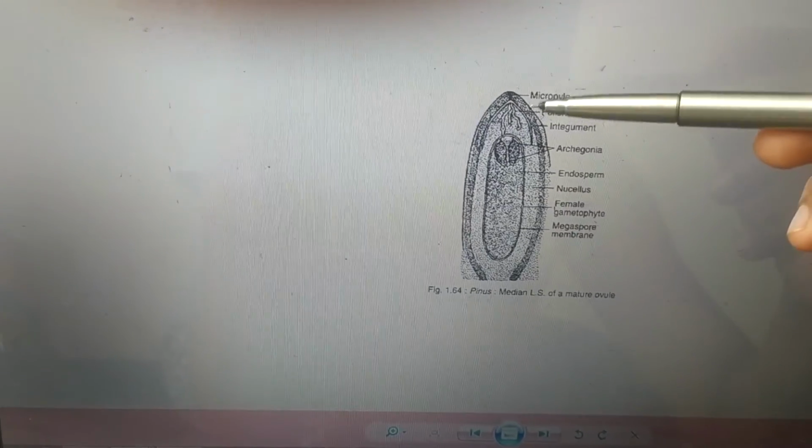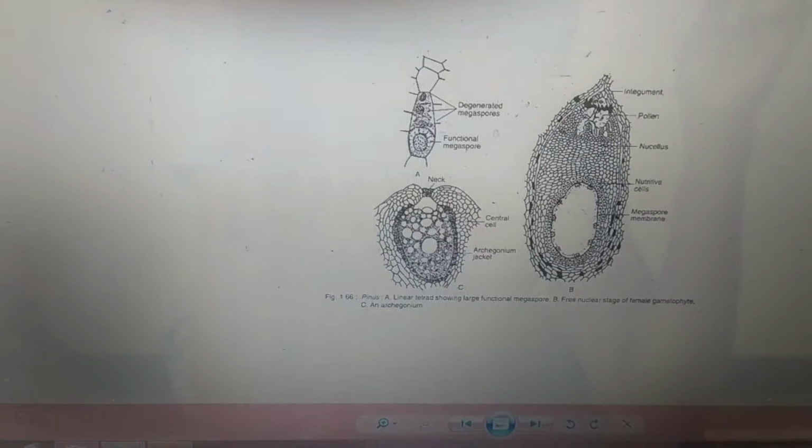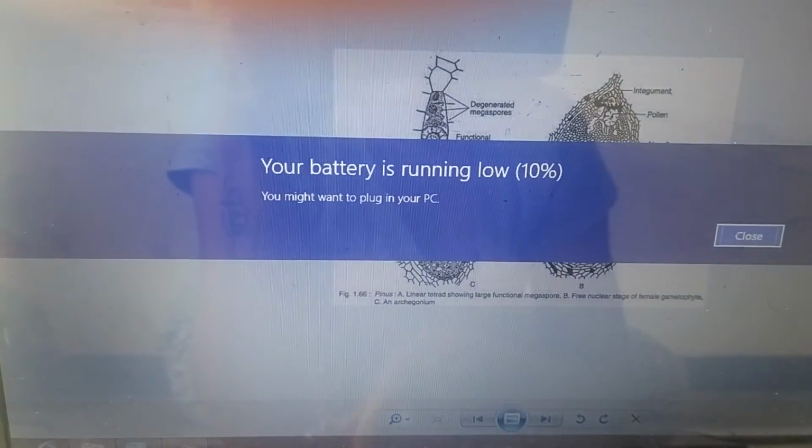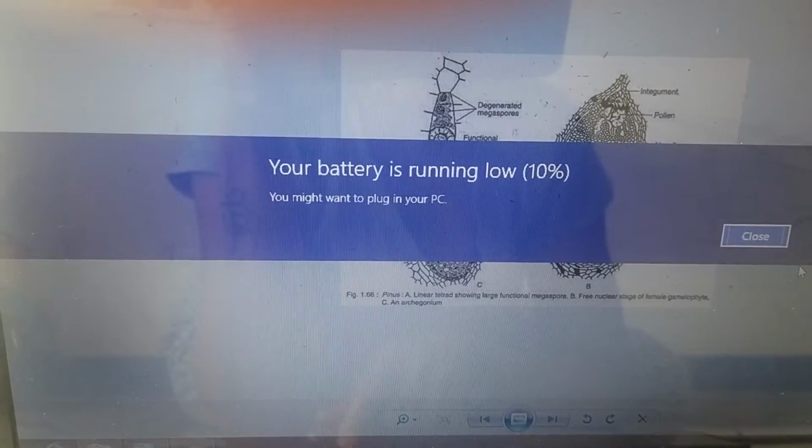The tube cell of the pollen is going to come out in the form of a pollen tube. See here, pollen tubes. This pollen tube proceeds towards the archegonium, where usually the female gamete is present. How? By penetrating the nucellar tissue.